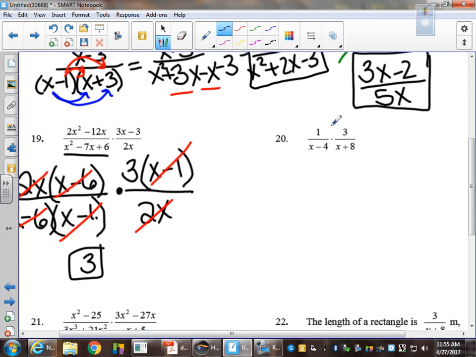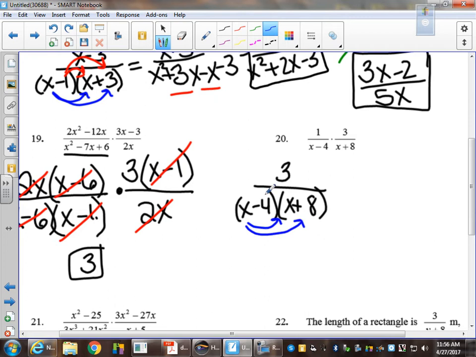Number 20. So looking at this just from the get-go, you can see that none of these numerators or none of these denominators are going to cancel. Therefore, we can just move right into the step of multiplying across. 1 times 3 is 3. Now we're going to do x minus 4 times x plus 8. And we're going to distribute x times x, x times 8, negative 4 times x, negative 4 times 8. So we have 3 over x squared plus 8x minus 4x minus 32.